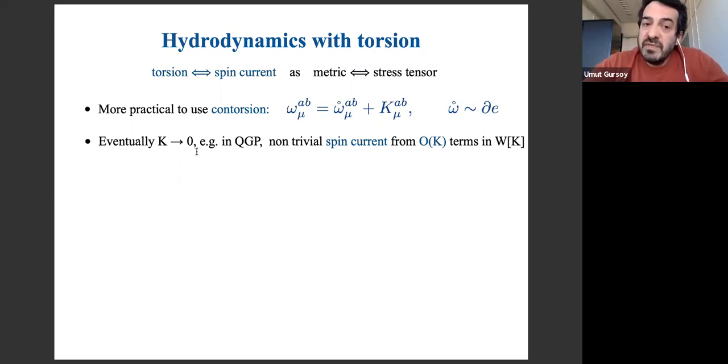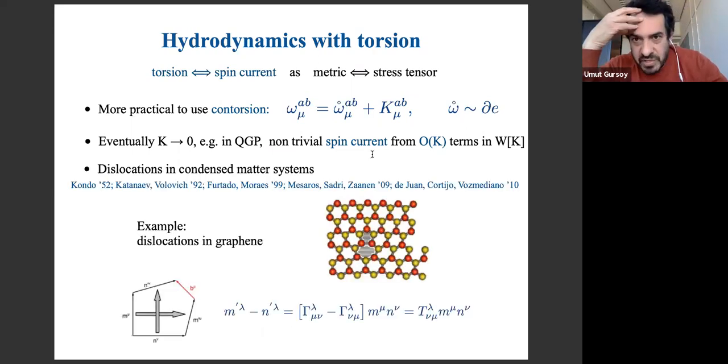And even if we send k to 0 in the end, after taking variation with respect to k to define the spin current, you will get some non-trivial spin current even in the limit k going to 0. So this is important.